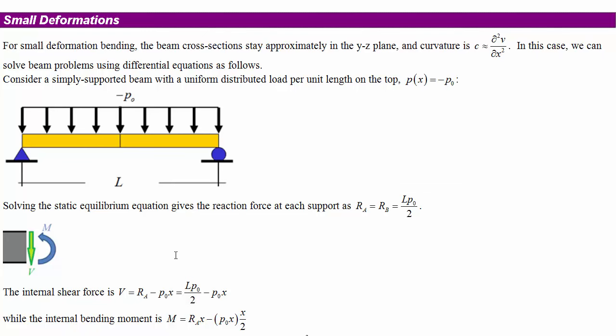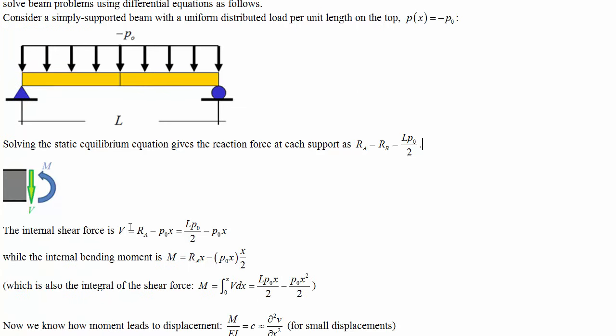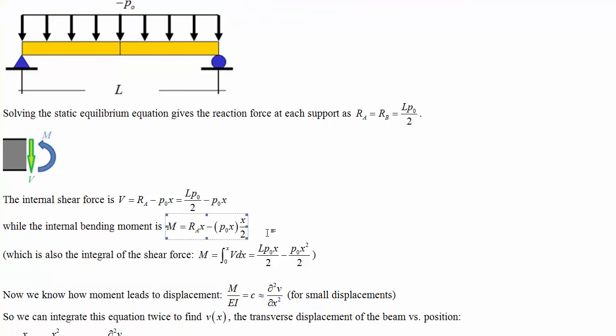Okay, anyway, solving the static equilibrium conditions gives us the reaction force at each side as L P0 divided by 2, and we can find the internal shear force changing with the x displacement. Shear force drawn using this sign convention. Internal bending moment similarly. And we could also have found the internal bending moment just by integrating the shear force, because there's no bending moment here, so we don't need to add any constant to that integral.